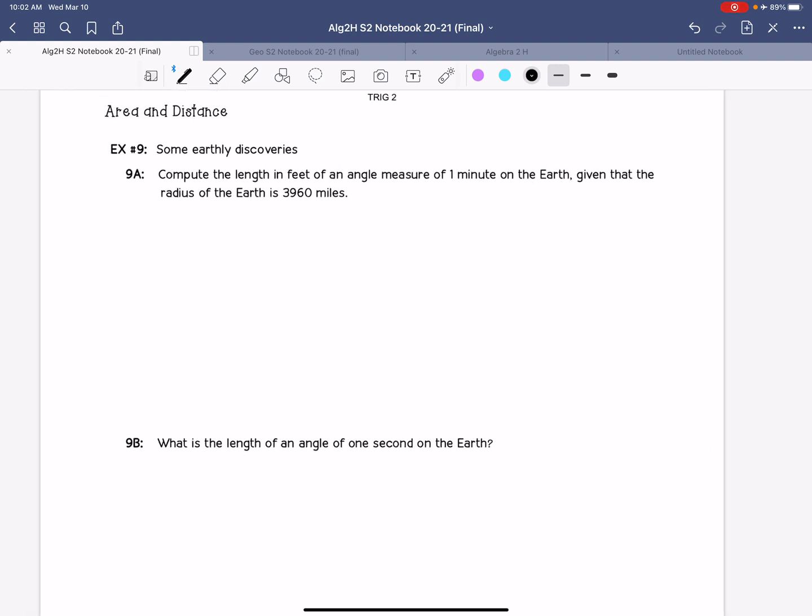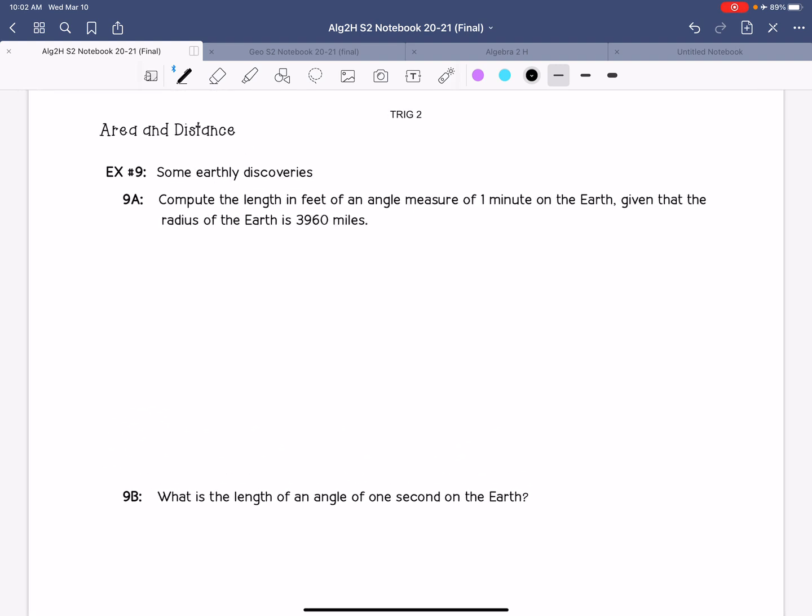All right, last two, I think. So area and distance, some earthly discoveries. Compute the length in feet of an angle measure of 1 minute on Earth, given that the radius of the Earth is 3,960 miles. All right, so we want to figure out what's 1 minute. So my degree is 1 minute. Okay, and we know as a degree, 1 minute is 1 over 60 degrees, because for minutes, we just divide by 60 to get our decimal.